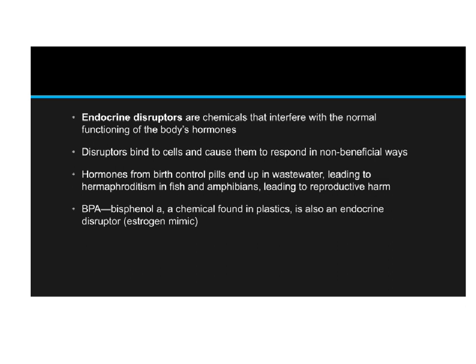Hormones from birth control pills in particular end up in wastewater, which leads to hermaphrodism in fish and amphibians, meaning that their sex organs are indeterminate. You've got the development of ovaries in externally male fish, you've got the development of sperm in externally female fish, which causes massive problems with reproducing. So generally speaking, endocrine disruptors lead to reproductive harm.